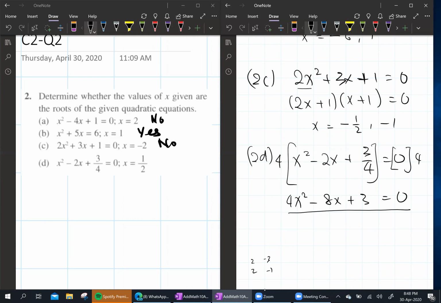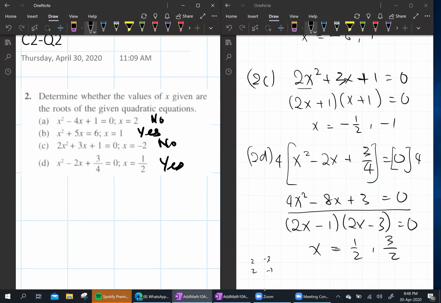Okay, teacher. My answer is 2x minus 1 and 2x minus 3. So x value is positive 1 over 2 and positive 3 over 2. So part D, yes or no? Yes. Okay. We go to the next question.